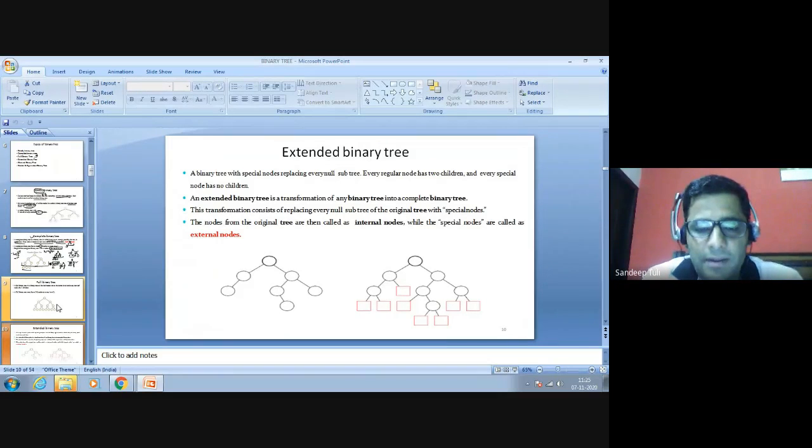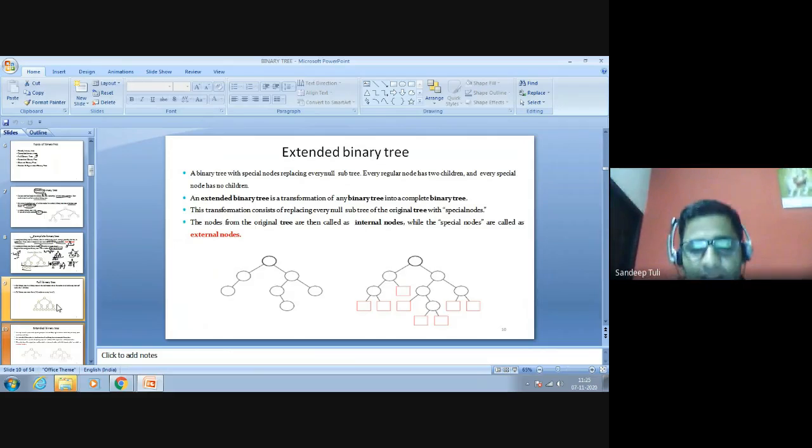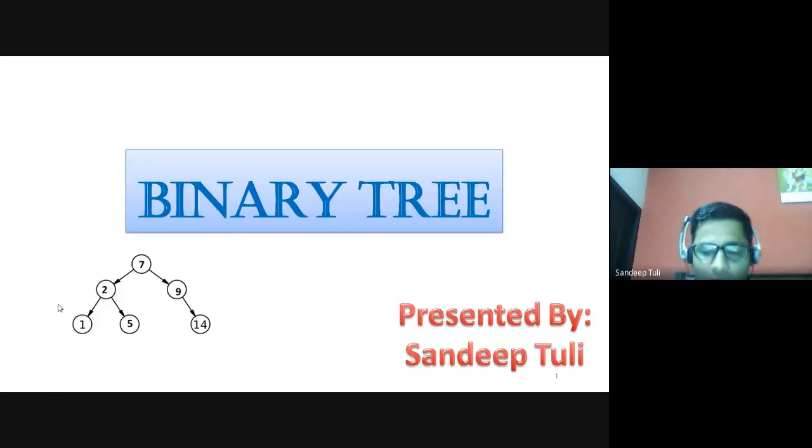Now, extended binary tree. First is the diagram. Let me again explain with the help of the diagram, and then I will come on to the definition. What are you seeing in this diagram? One tree is given to you, and another corresponding tree is there also.